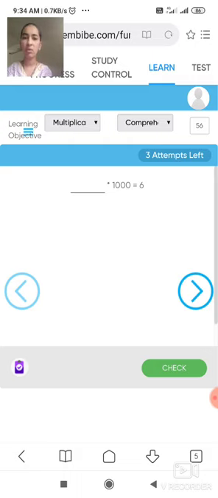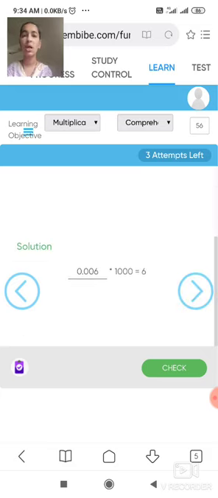Dash is multiplied by 1000, so that it will become 6. Now which number do we have to multiply by 1000 so that it will become 6? Yes, the correct answer for that is 0.006. If we multiply that number by 1000, then it will become 6. Okay students?